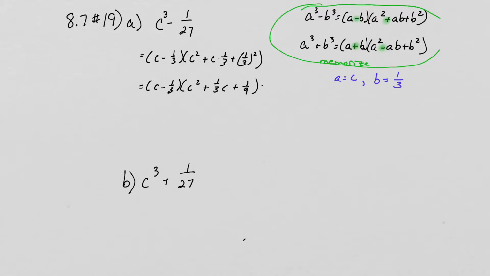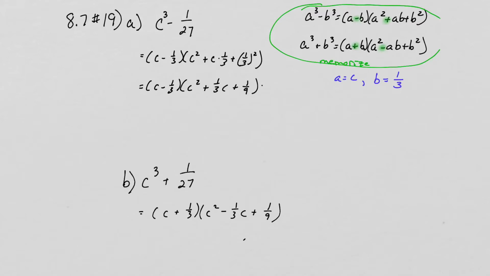Similarly, for part B, you have c cubed plus 1/27, and so the c is the a and the 1/3 is the b, but this time we're using the formula with the plus sign. So we're going to have a plus here and a minus here. So it looks just like what we did above, only here will be a plus and here will be a minus. So let's go ahead and write that out. So c plus 1/3 times c squared minus 1/3 times c plus 1/9.